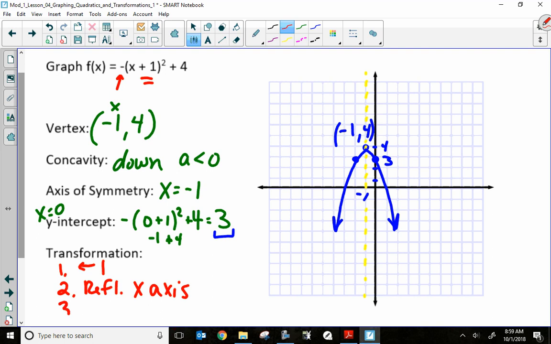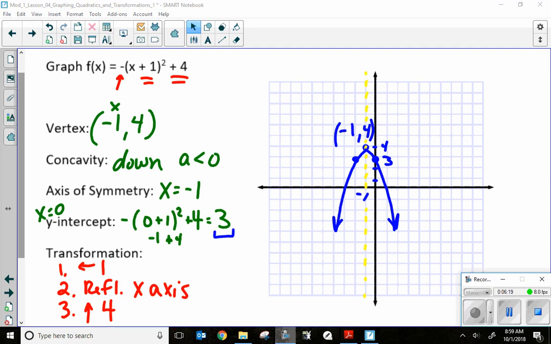And last but not least, I'm adding or subtracting outside. In this case, it's adding. I'm going to move up 4. And there you go, my friends. Second one, done.